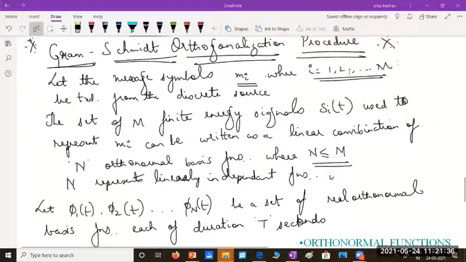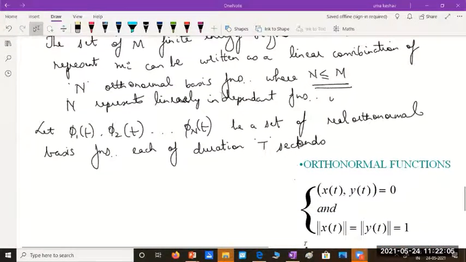There will be M possible messages, capital M possible messages, and every message Mi can be represented using energy signals, finite energy signals, in the form Si. And for each one, we can write a different signal in the form Si of t. And every Si of t will be represented by a linear combination of n orthonormal basis functions.